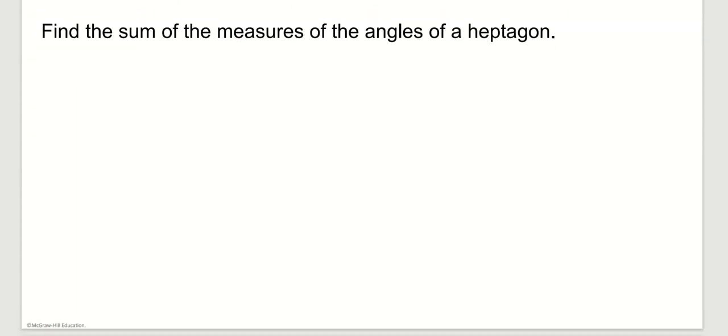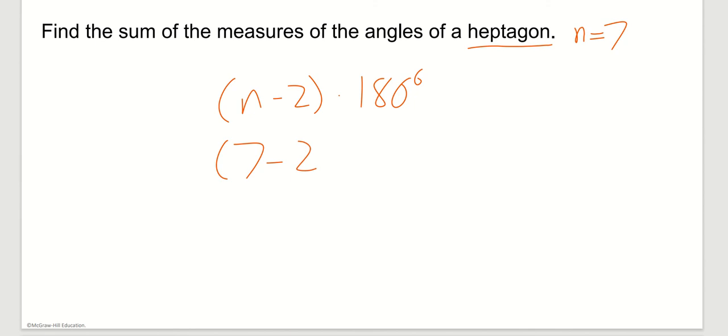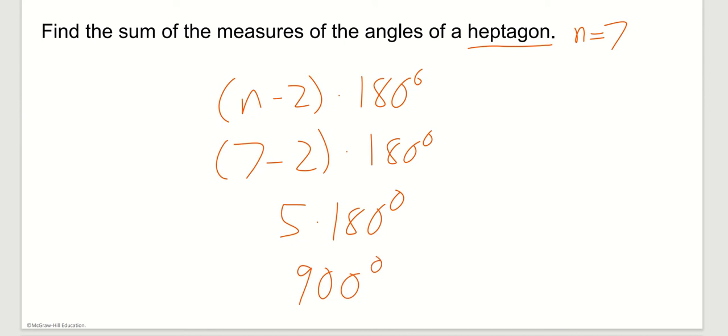In the next example, let's see if we can find the measure of the angles in a heptagon. If it's a heptagon, that means that it's going to have 7 sides. The formula is n minus 2 times 180 degrees. So this should be 7 minus 2 times 180, which is going to be 5 times 180, which should be 900 degrees. So the measure of the angles in a heptagon would be 900.